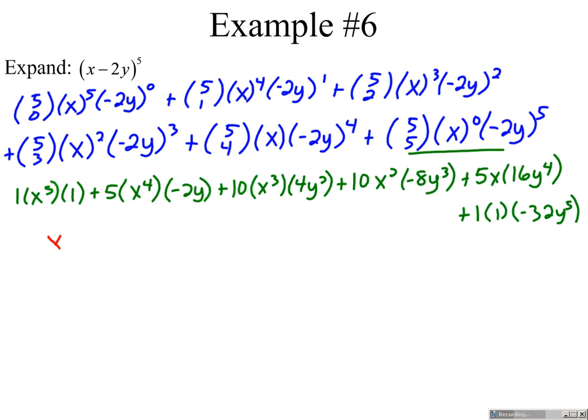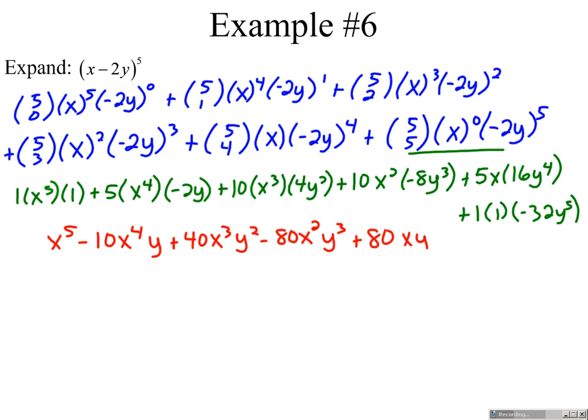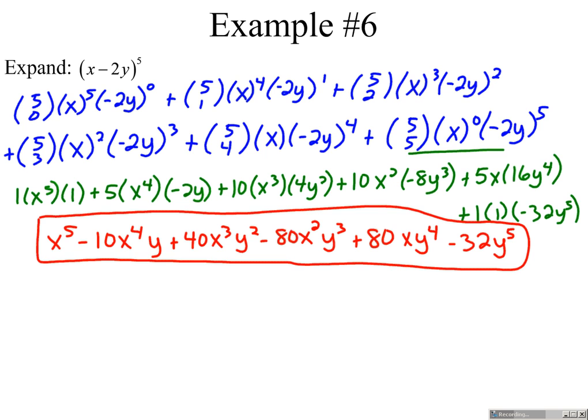Finish simplifying. We have x to the 5th minus 10 x to the 4th y plus 40 x cubed y squared minus 80 x squared y cubed plus 80 xy to the 4th minus 32y to the 5th. There's our final expansion of that binomial.